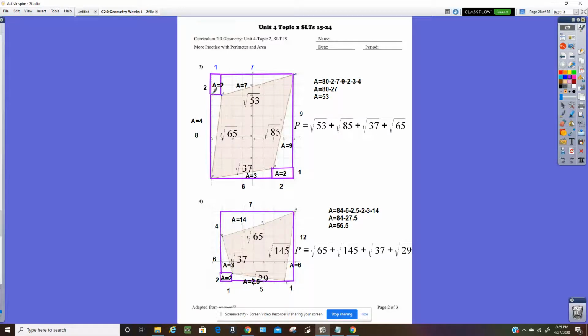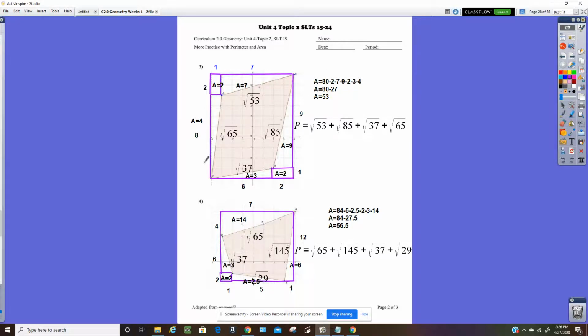And then this is 8 by 1. So 8 times 1 is 8, and half of that is 4. This is a 2 by 7, so 2 times 7 is 14. Half of that is 7. This is 9 by 2. 9 times 2 is 18, and half of that is 9. And 6 by 1. 1 times 6 is 6, and half of that is 3.